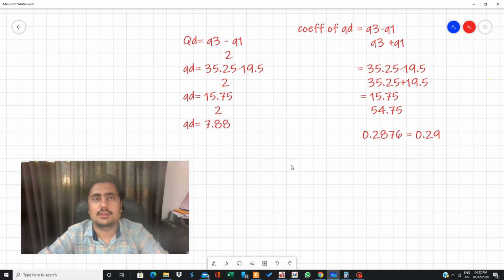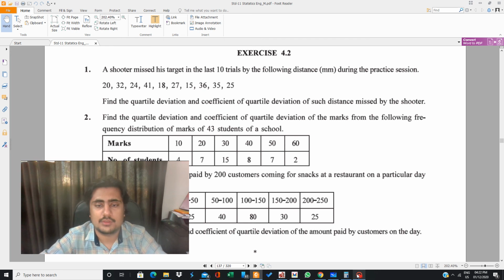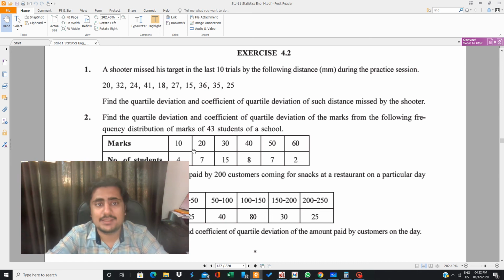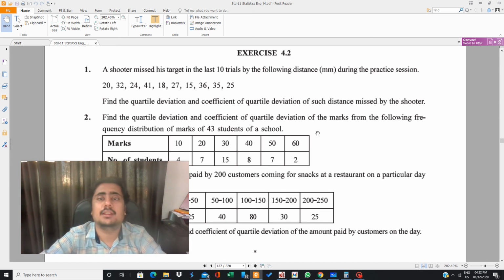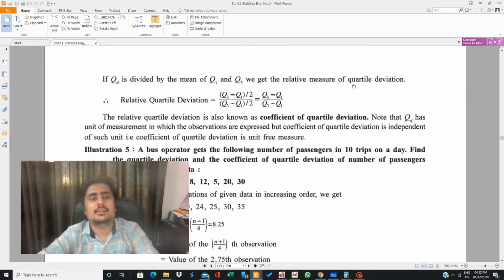You were asked two questions: quartile deviation and coefficient of quartile deviation. We have solved both the questions. Okay. Now we have completed quartile deviation when xi is given. Now we will be solving the question when fi and xi both are given. So let us come to illustration number 6.